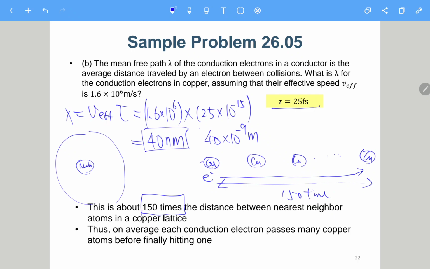So that the electron is able to go through. Otherwise, if it is really dense, if the atoms are like this, then the electron has no way to go through so much distance until it collides. It tells you that it should be quite sparse, 很稀疏的. Thus, on average, each conduction electron passes many copper atoms before finally hitting one. So it tells you some physics.